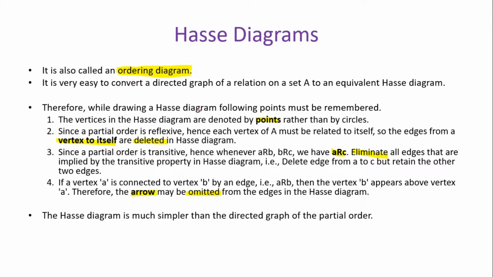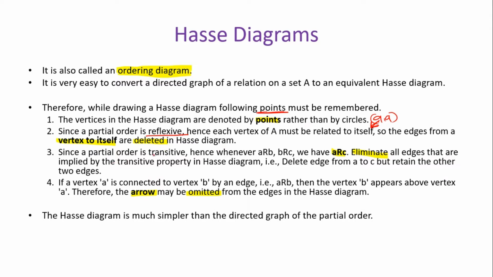Therefore, while drawing a Hasse diagram, the following points must be remembered. The first point is that the vertices in the Hasse diagram are denoted by points rather than circles. Since a partial order is reflexive, each vertex of A must be related to itself. That is, the pair (a, a) is already present. So the edges from a vertex to itself are deleted in the Hasse diagram.